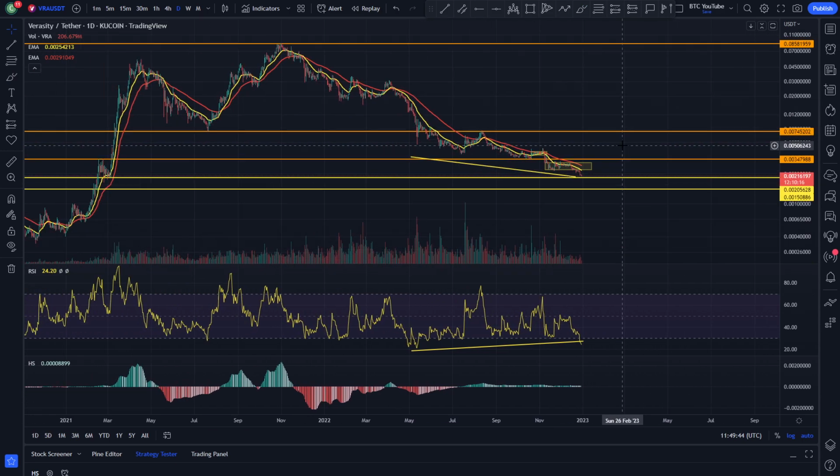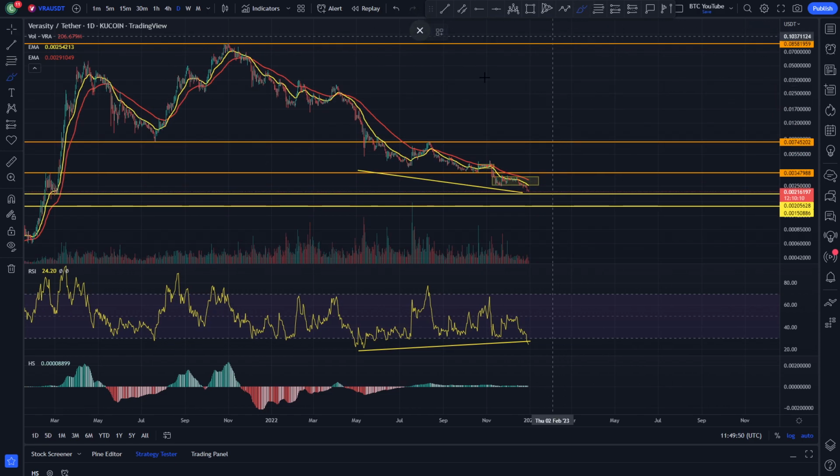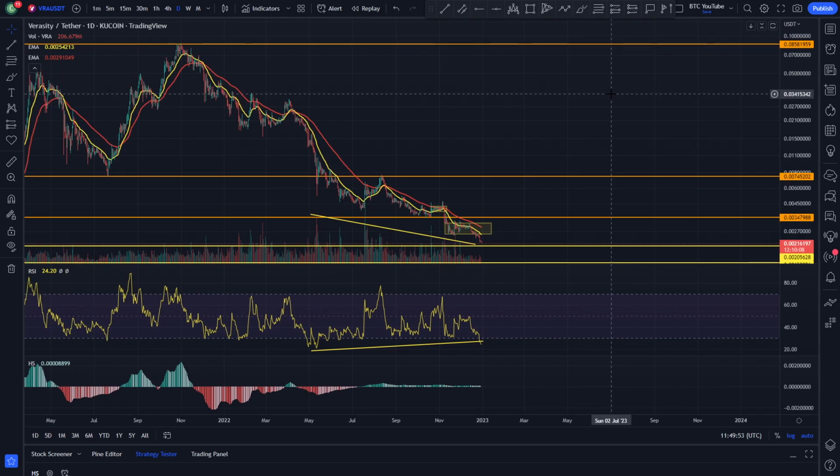And we are still bullish on Verasity for the long term. We've personally got a bag of this, to be completely transparent, and we do think that long term this is probably going to be heading up in a big way once we do see the market start to recover. This is probably a crypto that I might be loading up on personally again as well over the next few weeks.